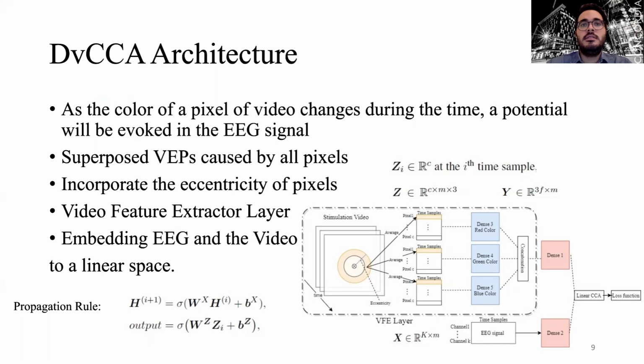Matrix X, with the size of K times M, represents the EEG time samples from K channels, and this is the input of the first segment. Matrix Y, with the size of 3F times M, where M denotes the number of time samples and 3F denotes the output size of the video feature extractor, is the input of the second segment and the output of the VFE layer. The propagation rule of each segment with input X is defined as follows. We can see it here.